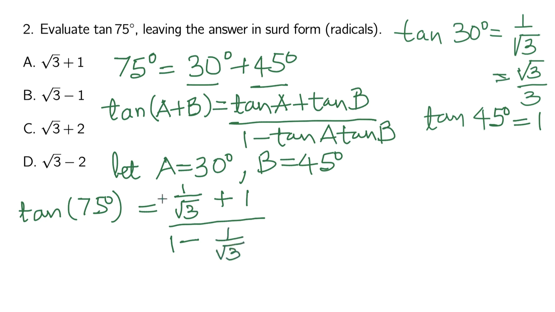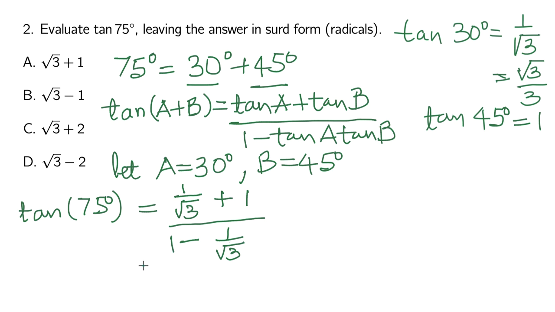So we have 1 over root 3 plus 1 over 1 minus 1 over root 3. Another way to think of it is this is the same as 1 plus 1 over root 3 over 1 minus 1 over root 3. So we would like to rationalize or otherwise do something to make the answer look like one of the options we have. And one thing we can do is to multiply both the denominator and the numerator by the same number to get rid of the fraction. So we can multiply both by the square root of 3.